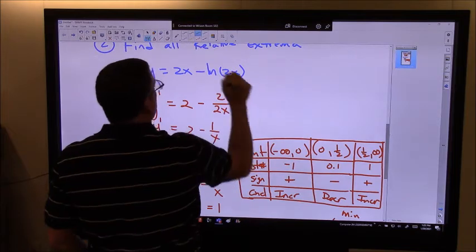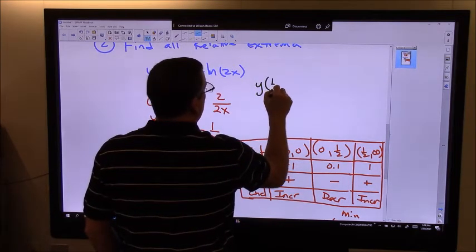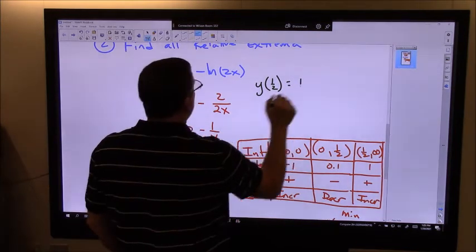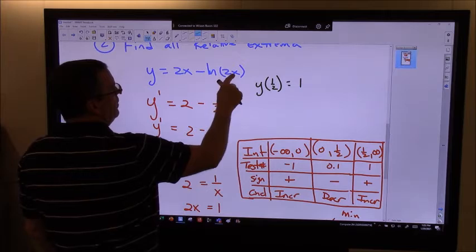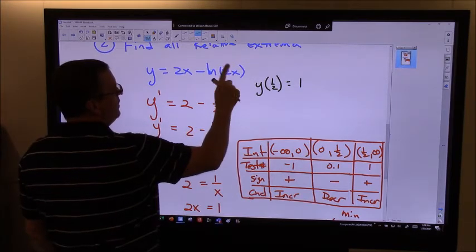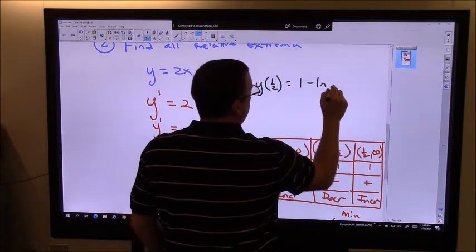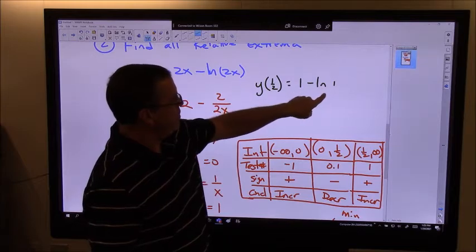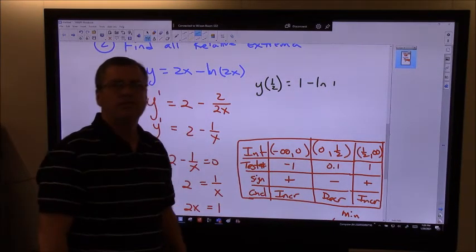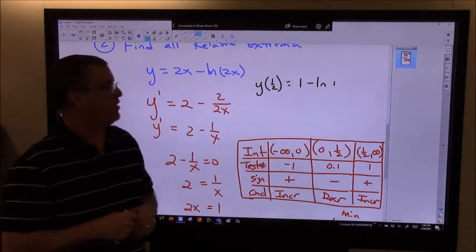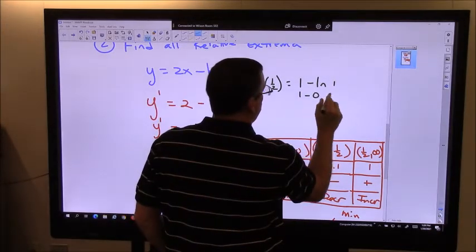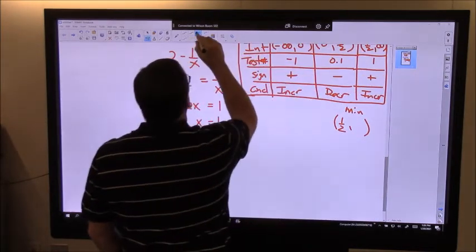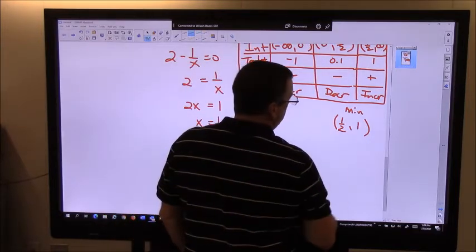So if I go back to this, y at 1/2 is equal to, if I put a 1/2 there, I get 2 times a half, that's 1. If I put a 1/2 here, I would get half of, or 2 times a half, that's 1. So minus the natural log of 1. Remember, this is log base e, so e raised to what power equals 1? 0, right? Anything to the 0 power equals 1. So this is really 1 minus 0, which equals 1. So there's that coordinate, 1/2, 1.